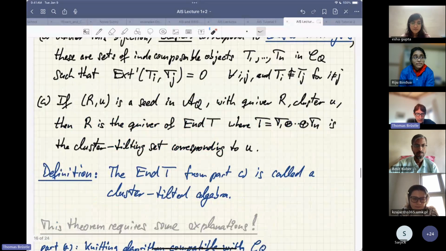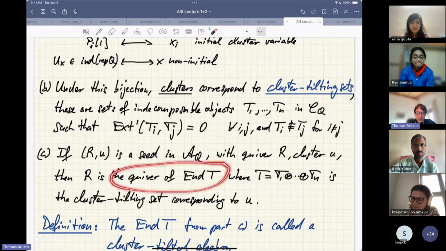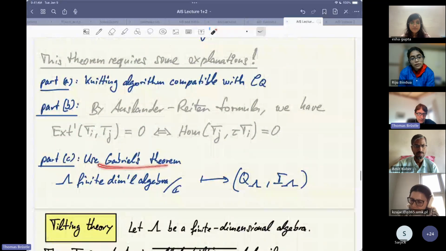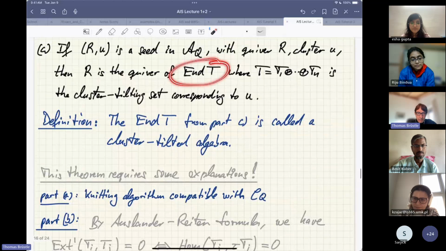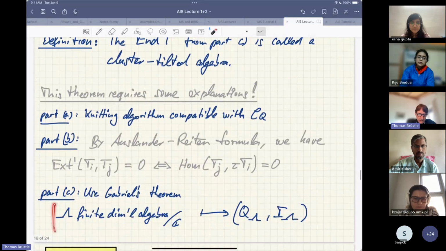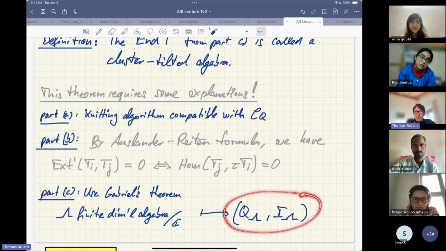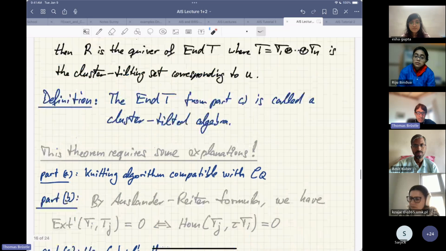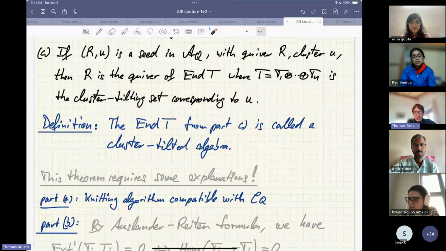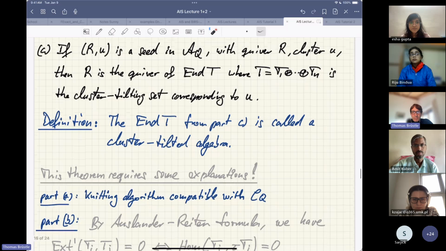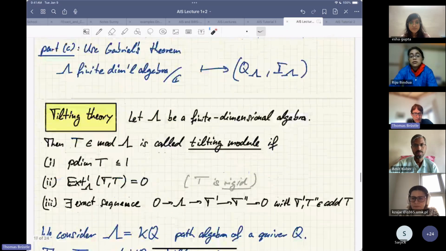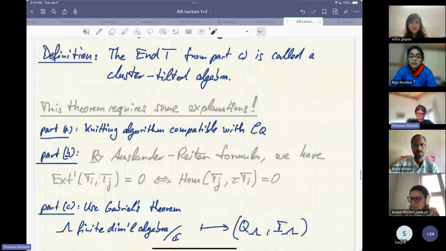And for the last part, what is the quiver of the endomorphism ring? This is also something that Amit did. We have Gabriel's theorem. The endomorphism ring is a finite dimensional algebra, and any finite dimensional algebra can be written as a quiver with relations by an admissible ideal. So this algebra comes with a quiver. That's the quiver we are talking about. Good, so this is fine.